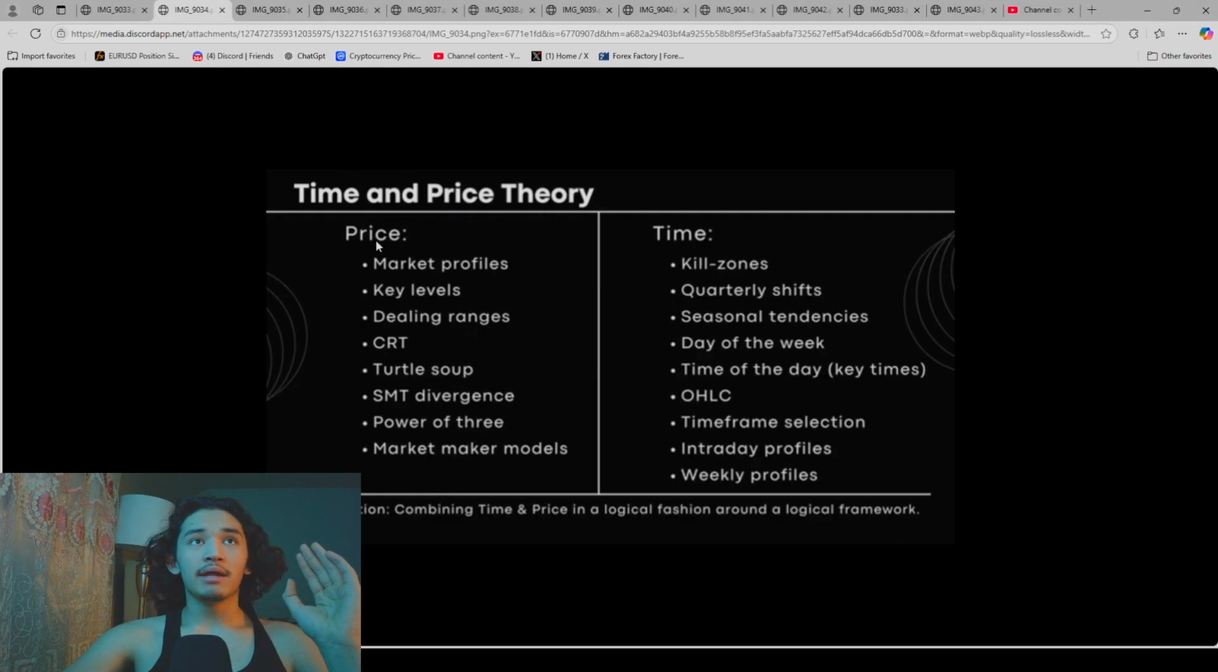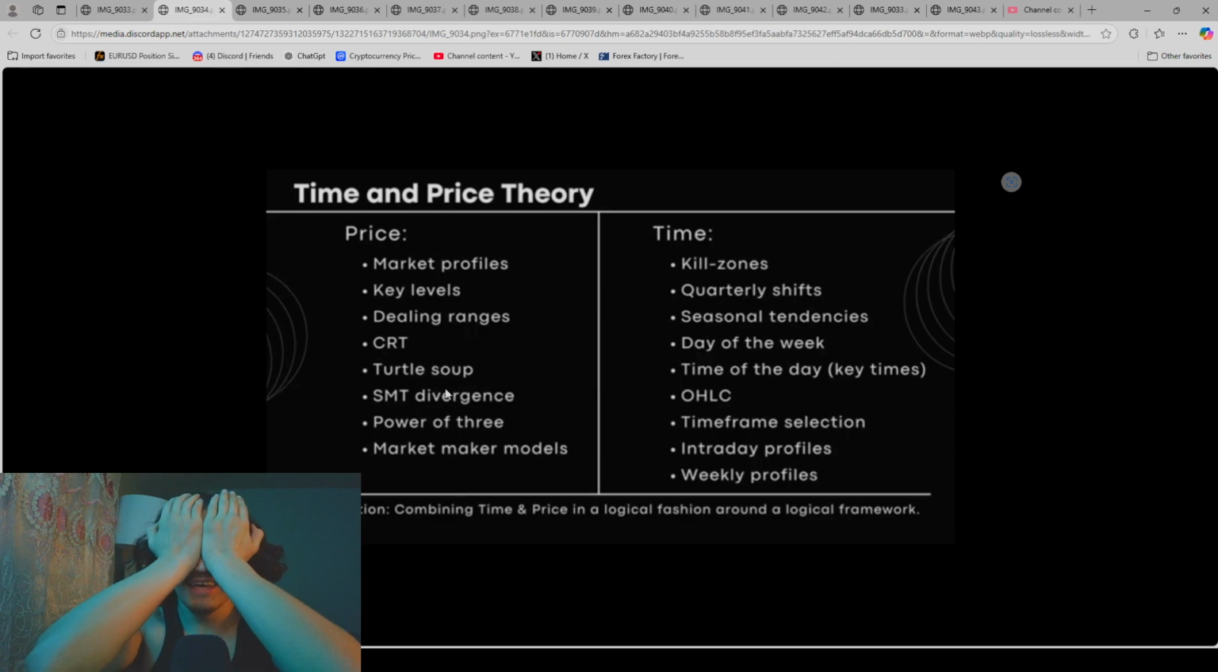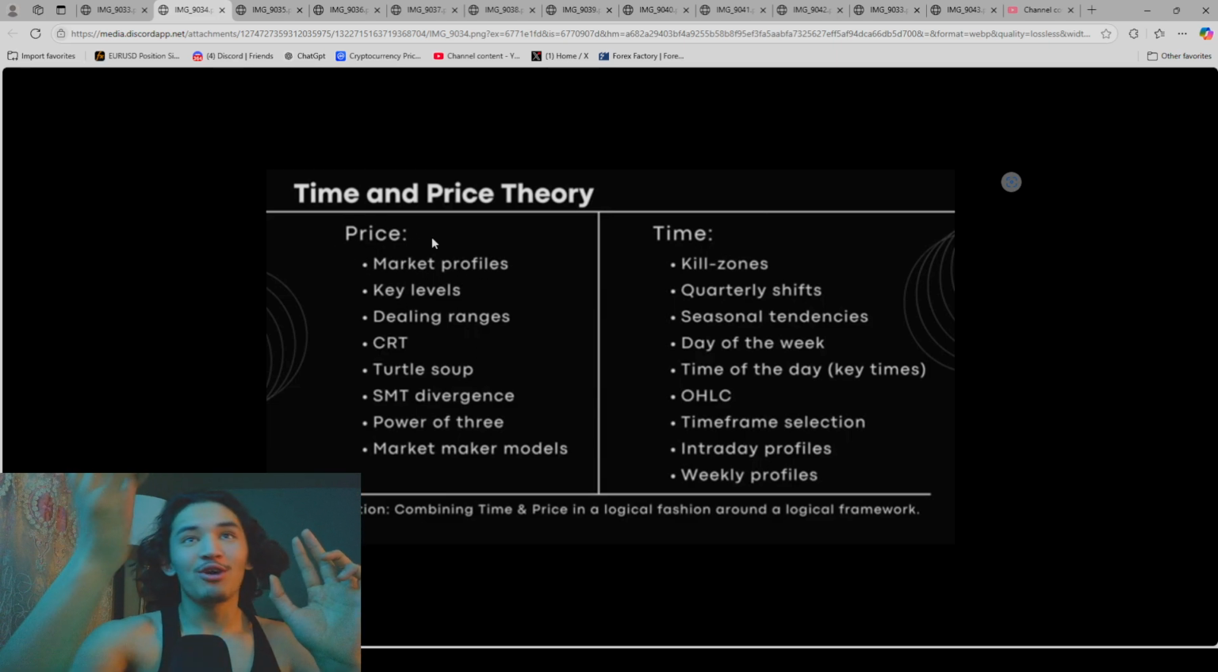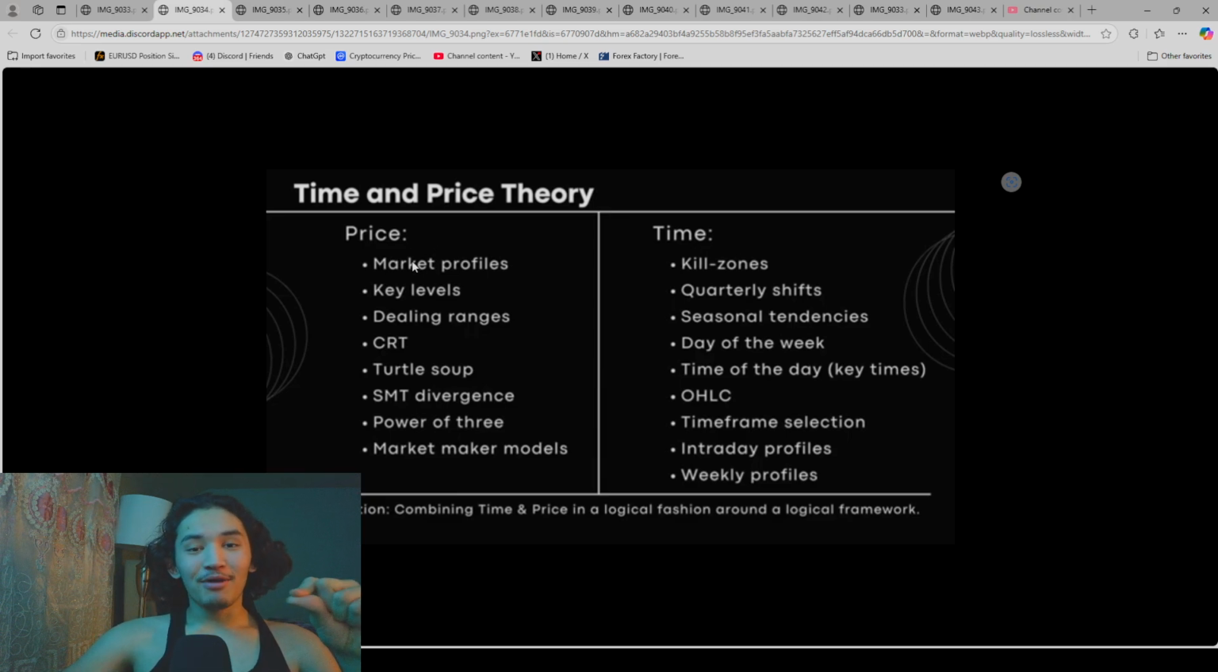Time and price theory, right? We're gonna be going over everything that's a price concept and everything that's a time concept, right? Market profiles are a time concept and very crucial. Key levels are a time concept. Daily ranges are a time concept. CRT is a time concept. Turtle soup is a time. Oh, I said the wrong thing. Not time concept. I mean, market profiles are a price concept. I read this wrong. I thought it switched over, right? I'm sorry for that.